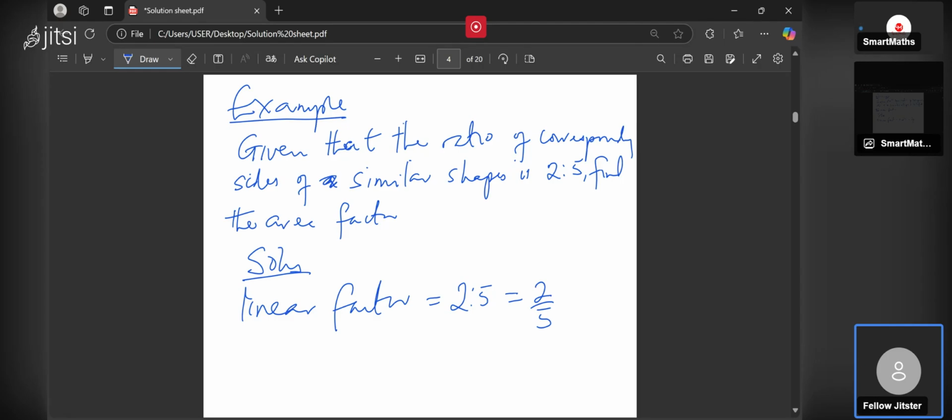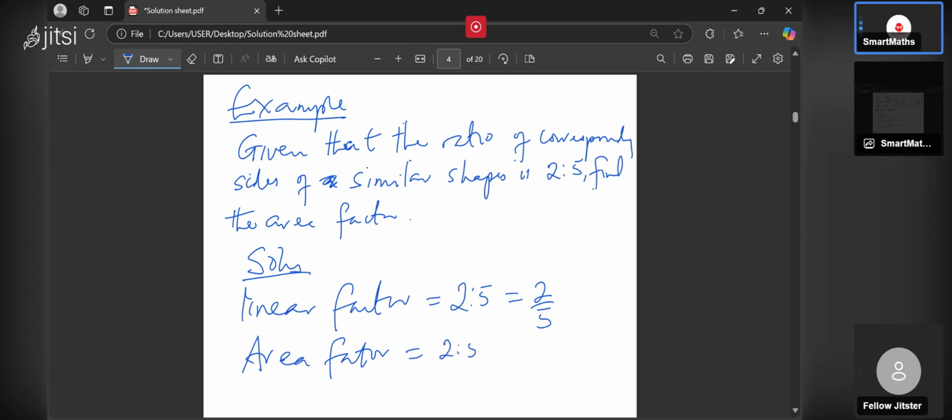Okay, good. So the question asks us to find the area factor. We are looking for the area factor. So area factor is equal to the linear factor, which is 2 to 5, squared. That is going to be 2 squared to 5 squared. That's going to be 4 to 25. So 4 to 25. That is one aspect of it.